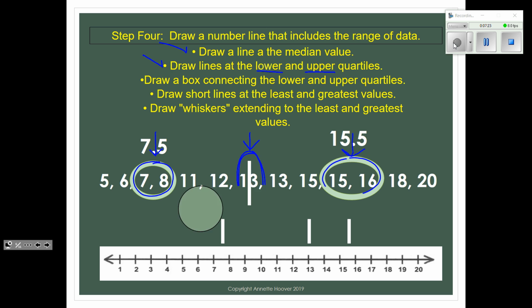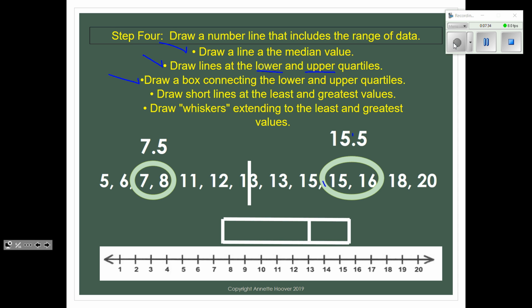Now, to make our box, the next step is to draw a box connecting the lower and upper quartile. So now we just made a box out of it by drawing 2 lines. There's our box. Now we're going to draw short lines at the least and greatest values.